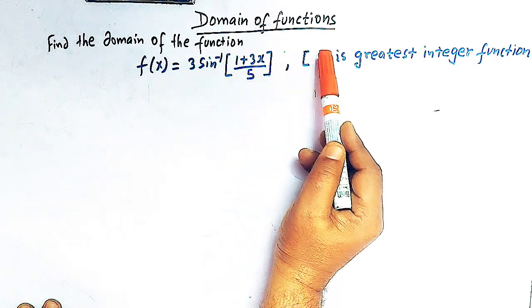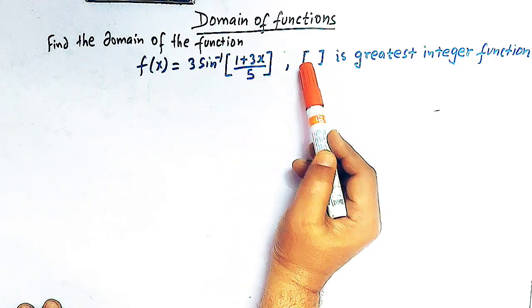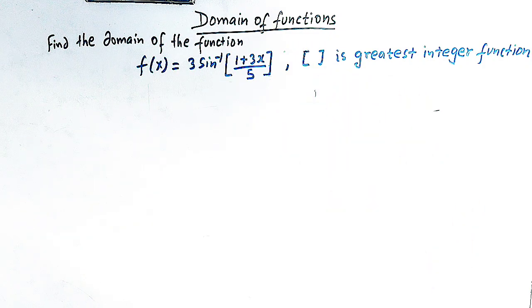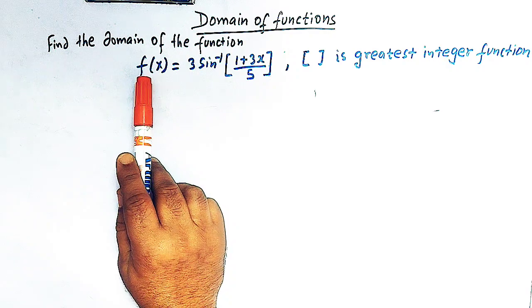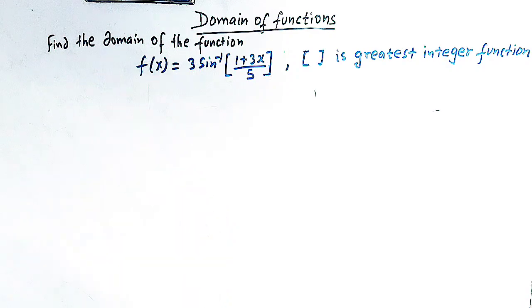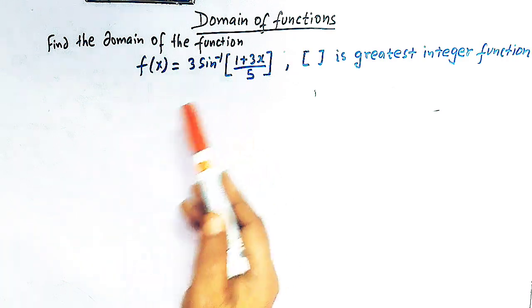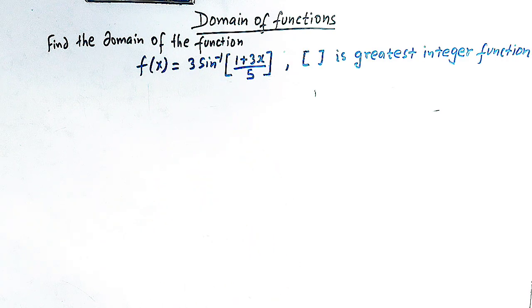This notation, the square brackets, denotes the greatest integer function, right? Here we'll find out the domain of this function by using an important property of the greatest integer function. This problem is going to be an easy problem, and let us see how we can find the domain of this function using that property. So let us start.